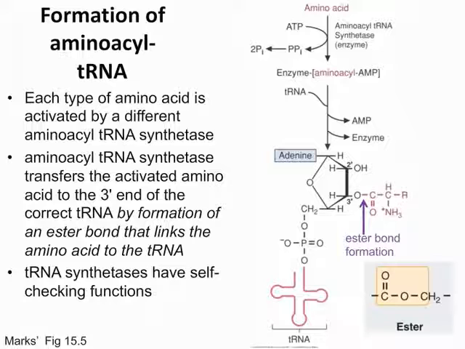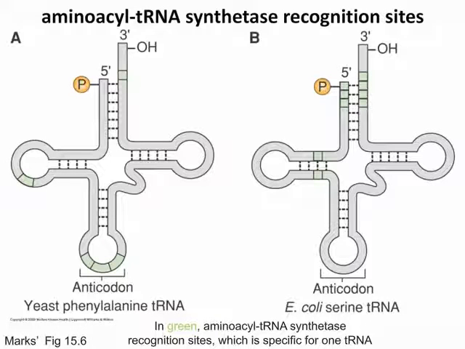Because remember, there's 20 amino acids, so there's going to be 20 different aminoacyl-tRNA synthetases. So here's just a picture of the tRNA. If you pay closer attention, there are highlighted green areas, and those are called recognition sites.